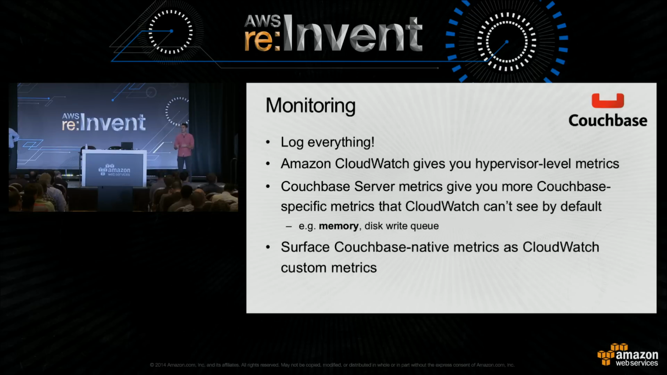CloudWatch has this concept of custom metrics where you can surface outside data through CloudWatch. So why not take some of that Couchbase data from its strong monitoring tools and surface it through CloudWatch, and then you can act on that data, set alerts, et cetera, and vice versa. CloudWatch gives you that hypervisor level of monitoring, and then you marry that with the server level, the Couchbase level metrics. Use both.